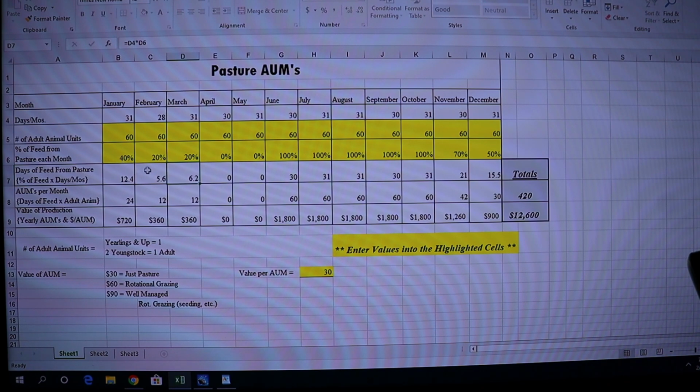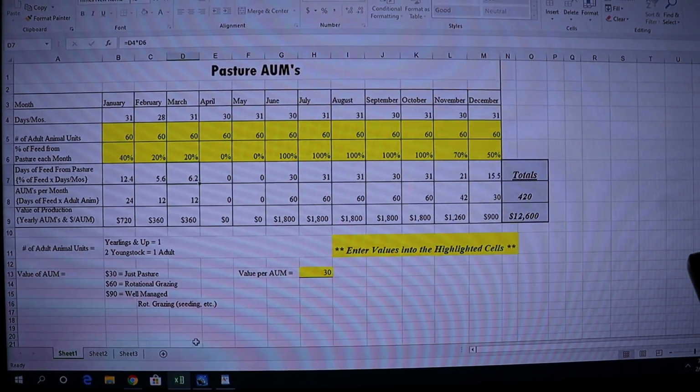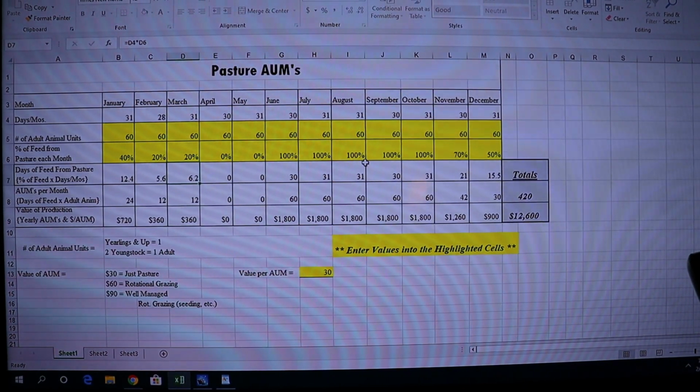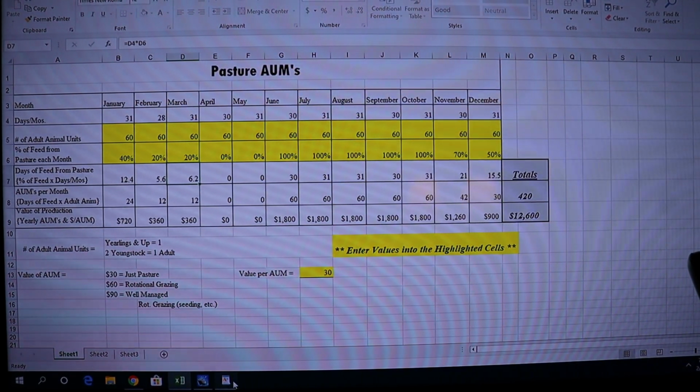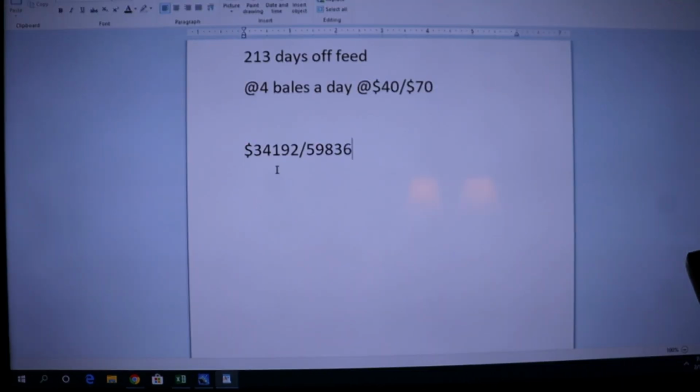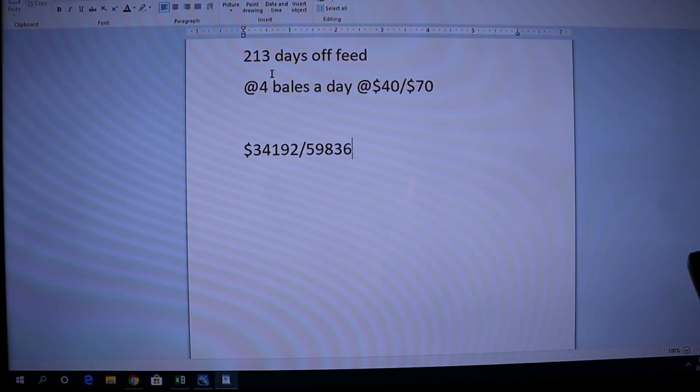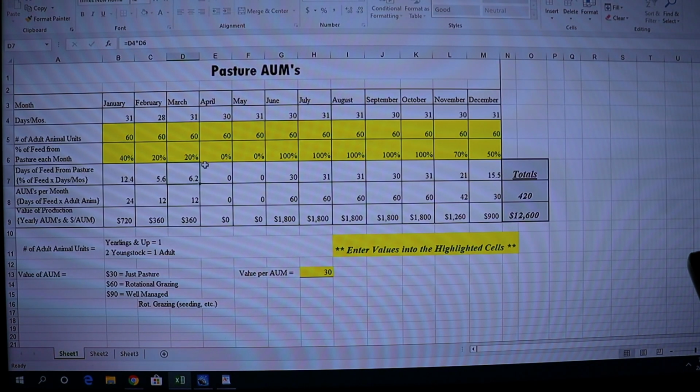Again, let's add up all these days. We add all these days up, and we end up with 213 days that were off of feed at 4 bales a day, $40 and $70 each, $34,000 and $60,000 of hay that you could have sold for additional income because you invested into your grazing.